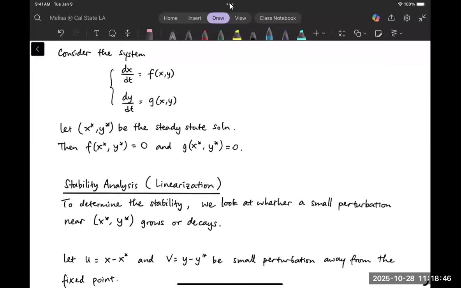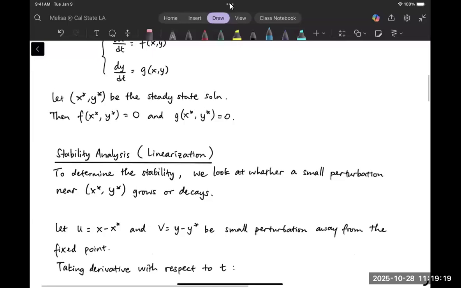Sometimes it's called linearization because it's not easy to find the solution for the nonlinear system. But if we linearize it near the fixed point, then you get a linear system, and then you can find the approximate solution. And then from there, you can analyze the stability of the fixed point. Okay, so we try to linearize this nonlinear system and then use the technique that we did for the linear ODE, linear system, to analyze the stability.